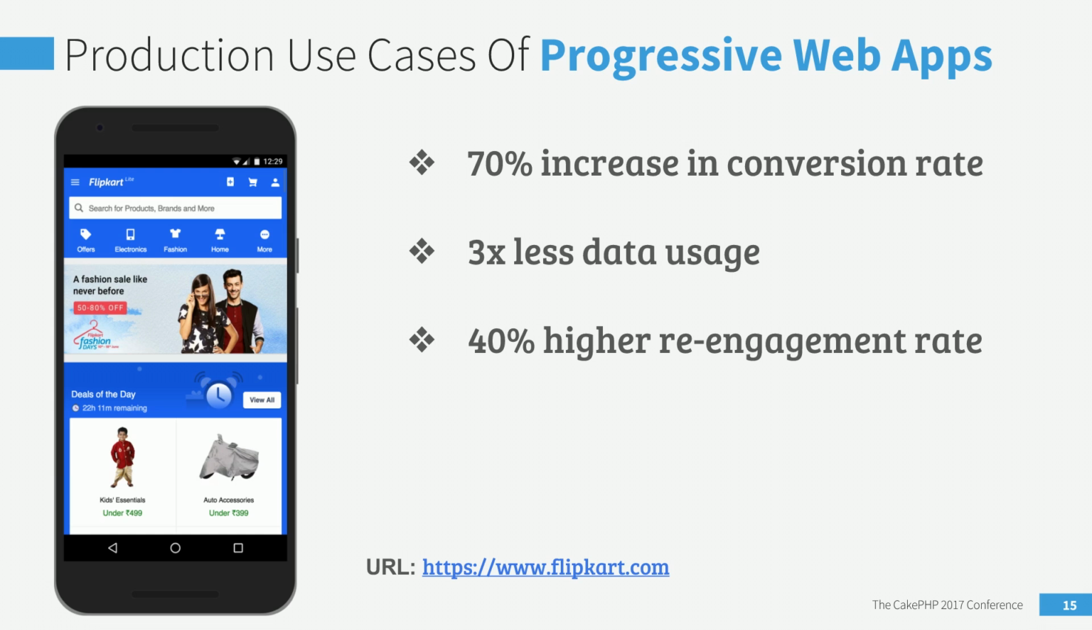Imagine you open one website. Imagine I subscribe for 50 MB. I open one website, my 50 MB is gone. I will never open that browser again for the next 2 days, because I know my data has just been used. But with Flipkart Lite, 3x less data usage, then 40% higher re-engagement rate. So that means the users that were coming to the platform started coming to it more. You know why? Because they loved it.